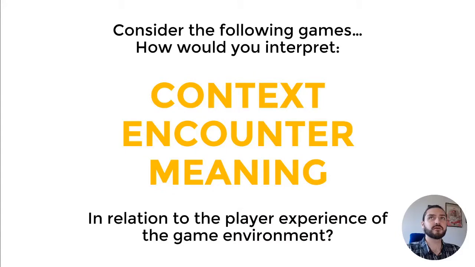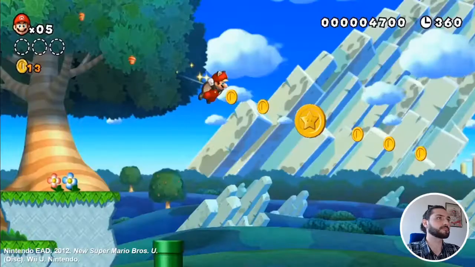So I'd like you to consider the following games, and how you would interpret the context, the encounter, and the meaning in relation to the player experience of the game environment. So let's take for instance this screenshot from New Super Mario Bros. U, which is quite old now. What can we see from just this screenshot alone?